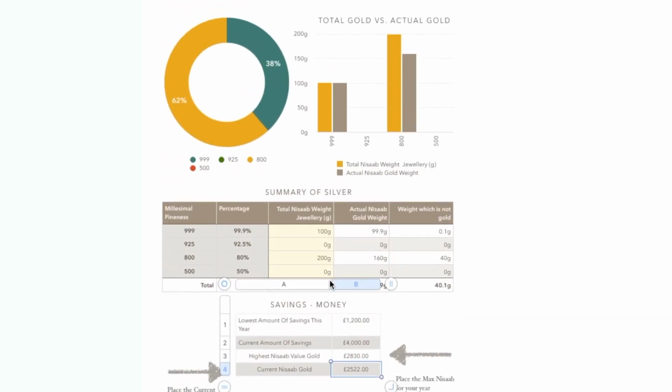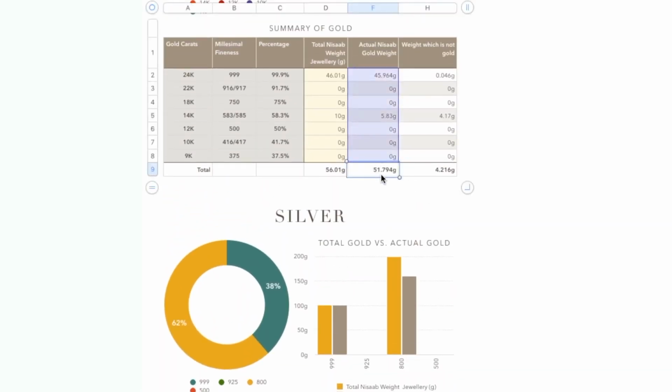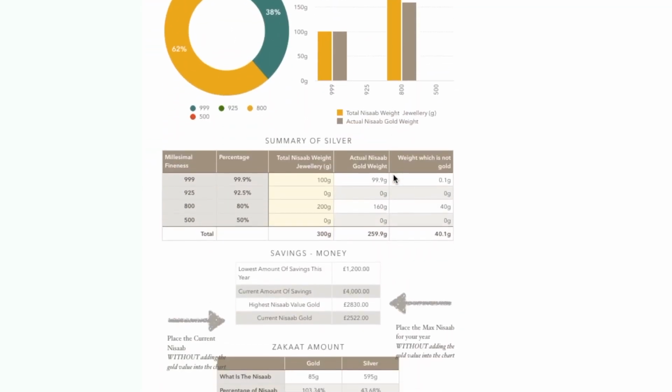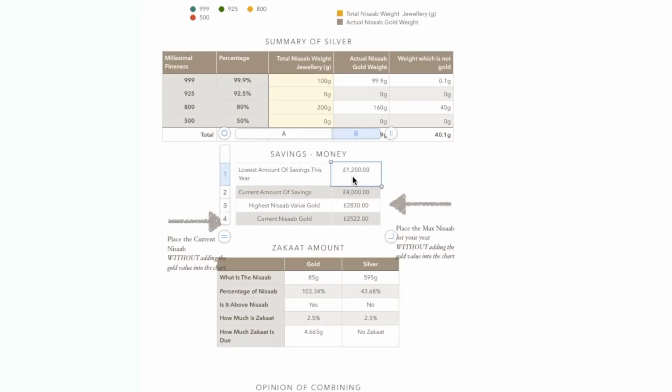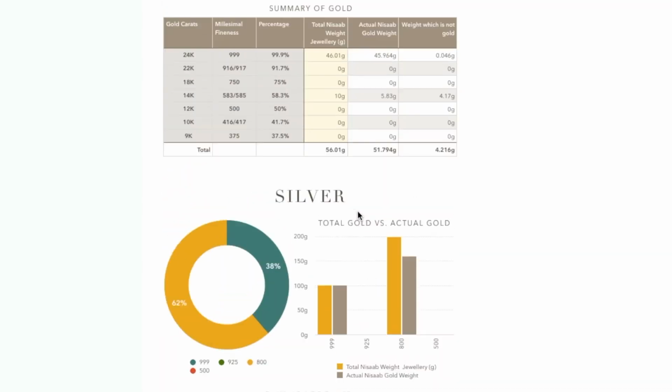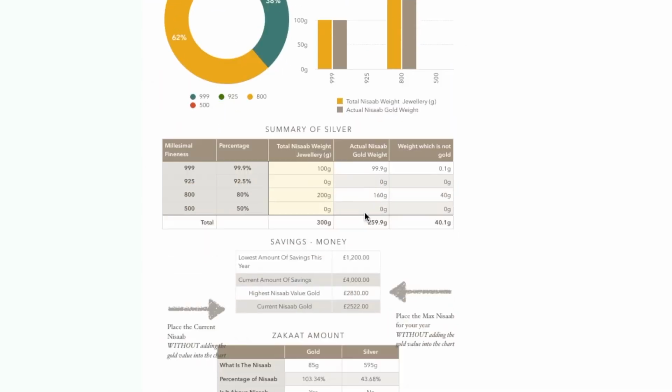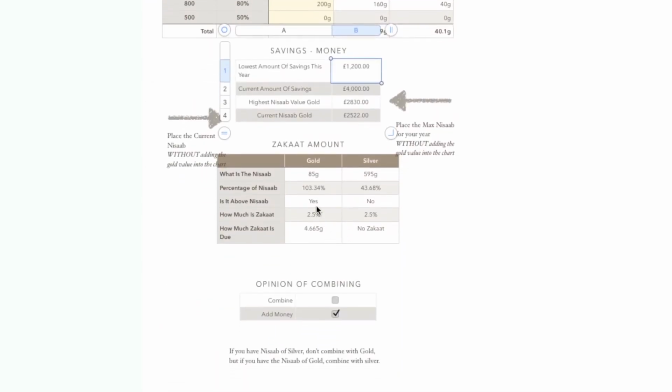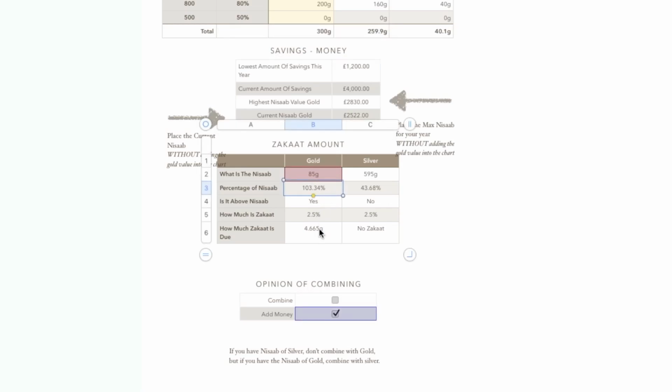So at the moment, we have 51 grams of gold in this spreadsheet. The lowest point I had in money was £120. When you combine the value of this gold with the value of this money, we have just over Nisaab, and therefore we pay zakah. We pay 4.665 grams of gold in zakah.